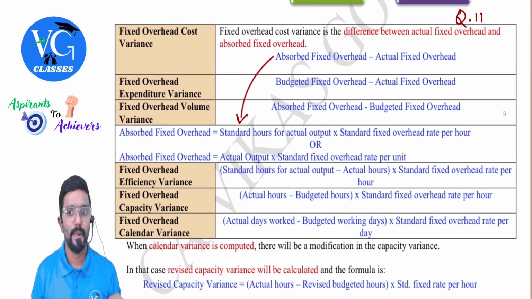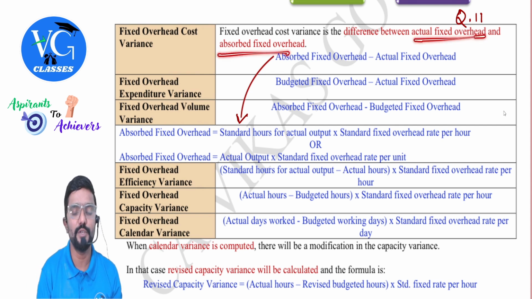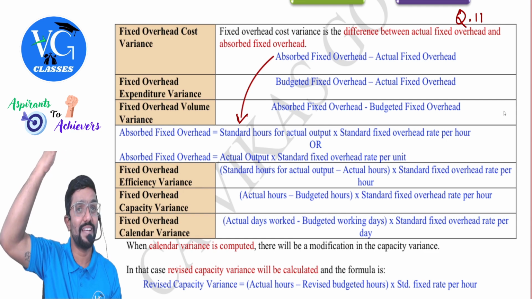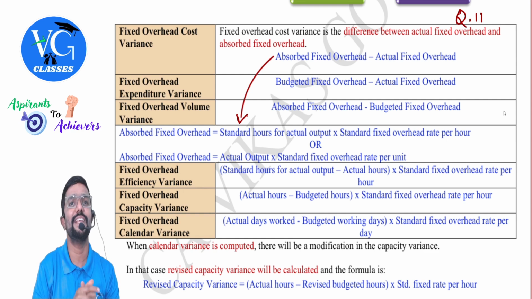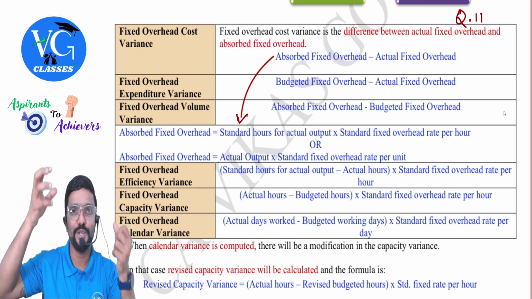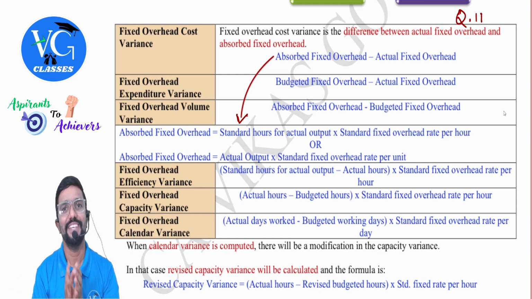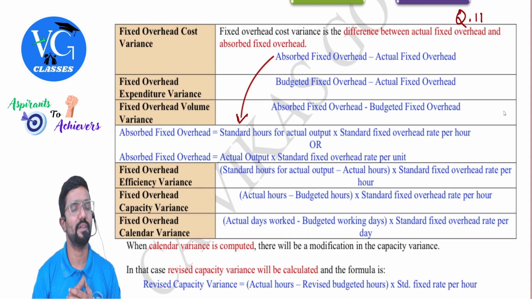Pay attention. Fixed overhead cost variance is the difference between the actual fixed overhead and absorbed fixed overhead. Guys, in the overhead chapter, we used to calculate under absorption and over absorption. Nothing but that only. Here, they are not calling it under absorption or over absorption; they are calling it variance. There also it was the difference only: overhead absorbed minus actual. Here also we are calculating the same, but they are naming it variance.